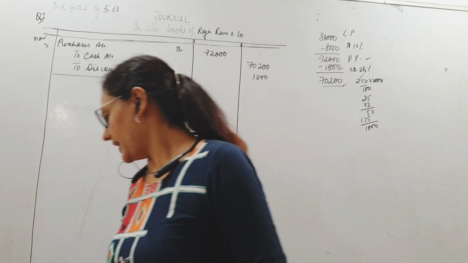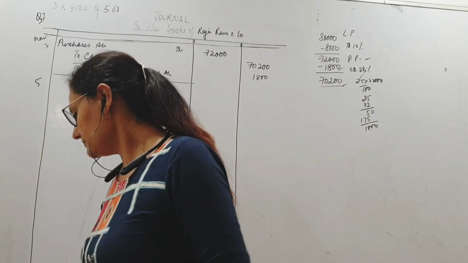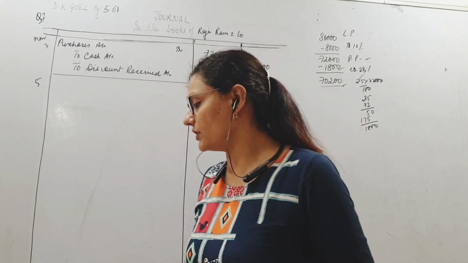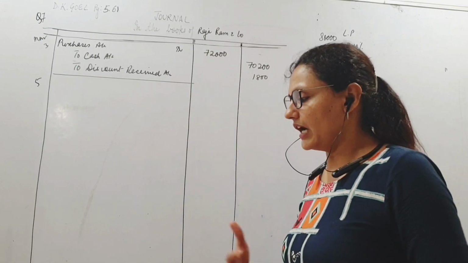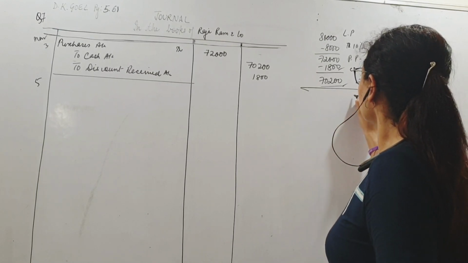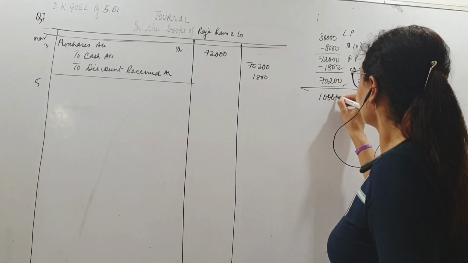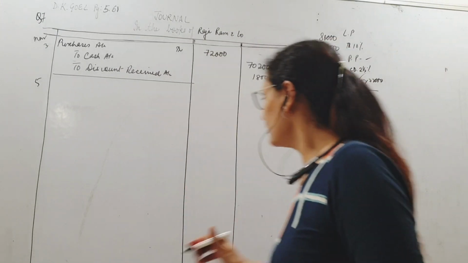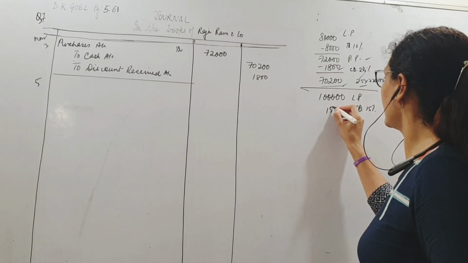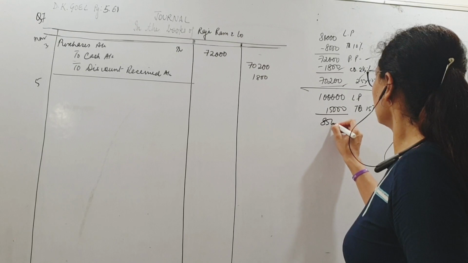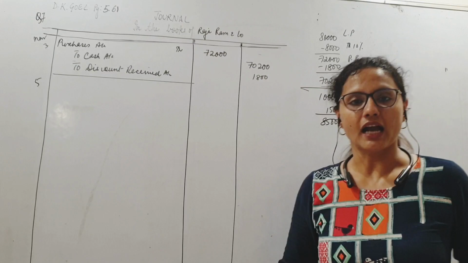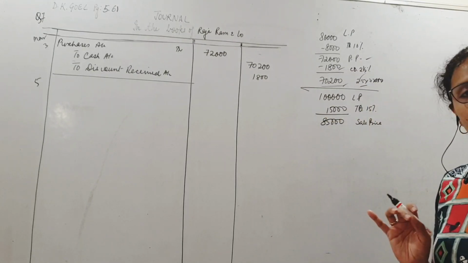Then next, 5th of March. Sold goods for cash, list price 1 lakh at 15% trade discount and 3% cash discount. Similar thing, but we are selling goods here. The list price of these goods is 1 lakh. Trade discount is 15%. 15% of 1 lakh is 15,000. So the discounted value is 85,000. That is my sale price. I am selling these goods at 85,000.